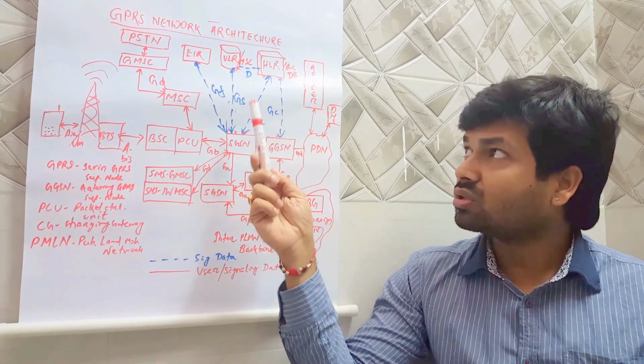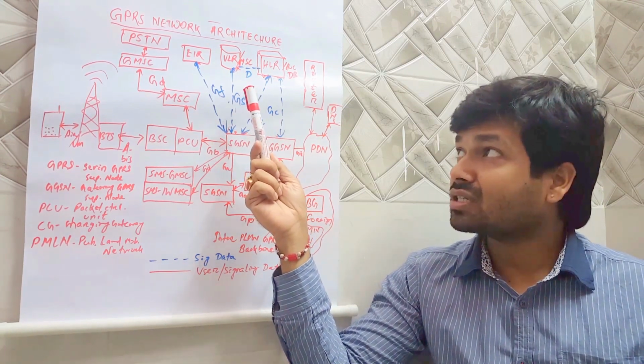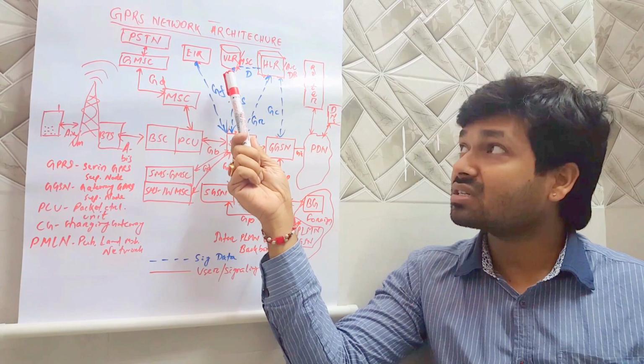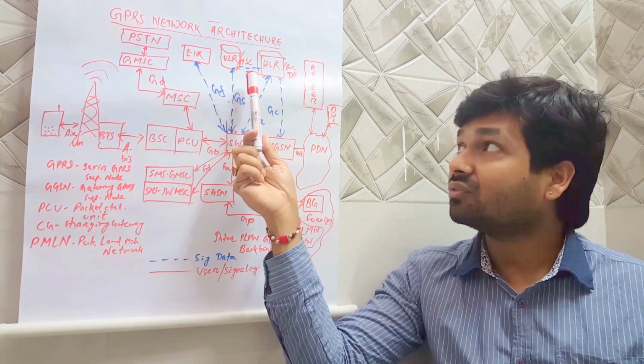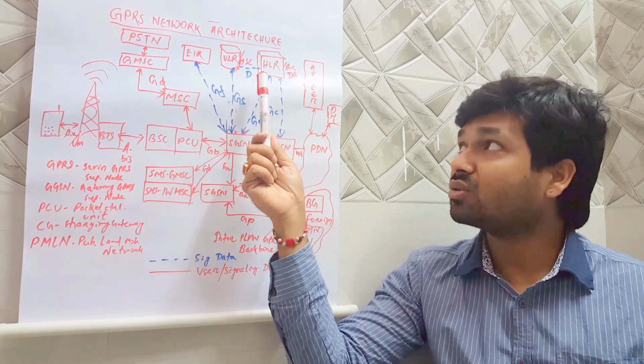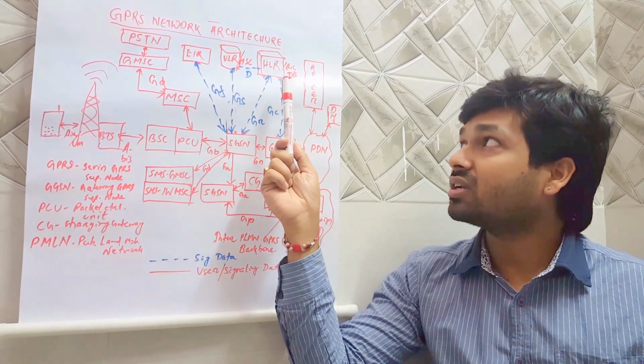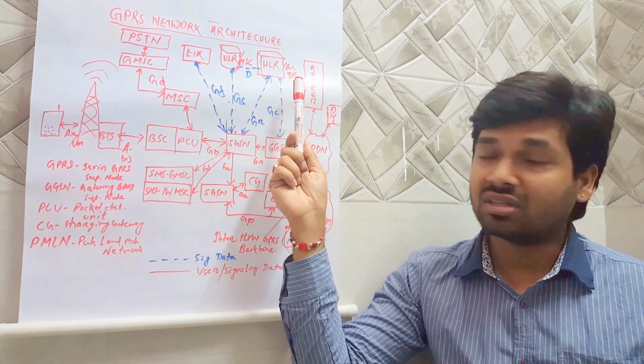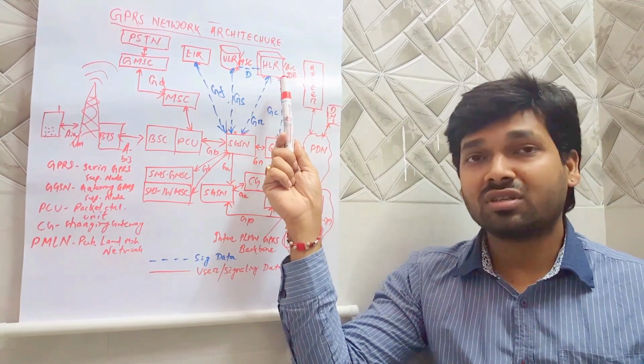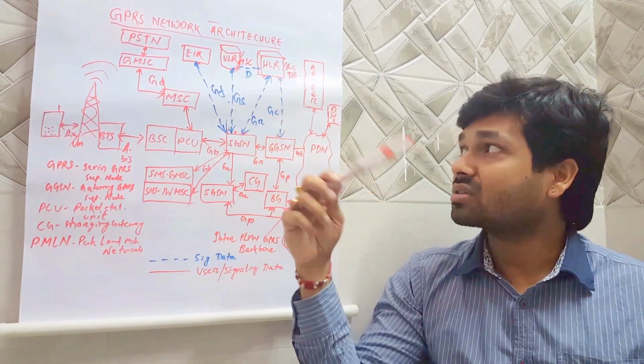Now let's move forward towards the other elements like the EIR or the equipment identity register, the VLR and the MSC, visitor location register and mobile switching center, and the HLR and the authentication database, home location register and the authentication database.